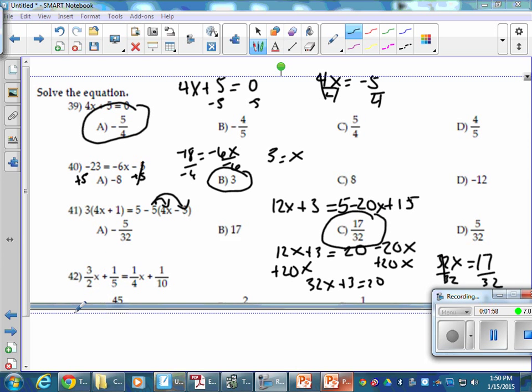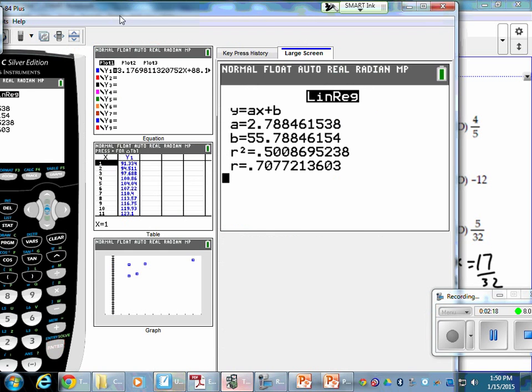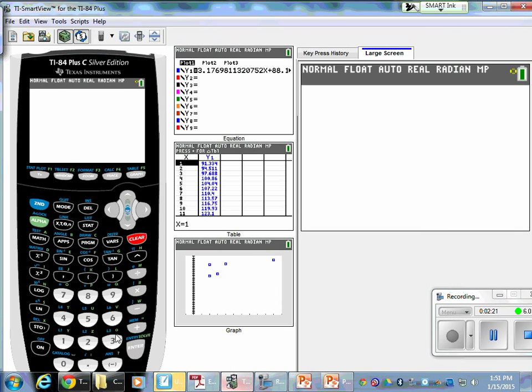And then this one, 42, I would want to subtract 1/4 x from both sides. Whoops, 1/4. That's hard to see what I did. 1/4 x. 3/2 x minus 1/4 x is 5/4 x. You can use your calculator if you need to. 3/2 minus 1/4. Math, enter, enter. It's 5/4 x.